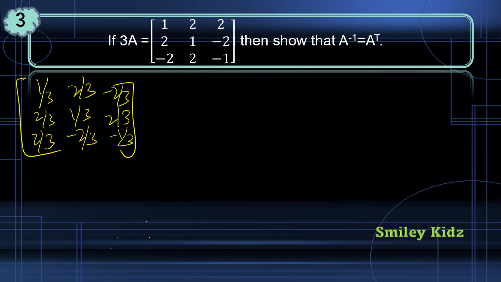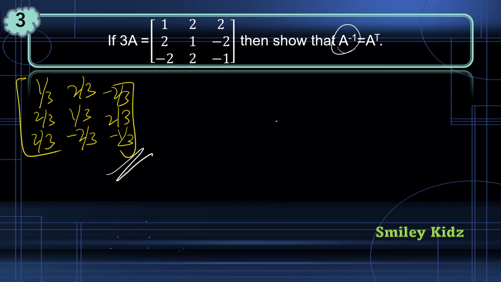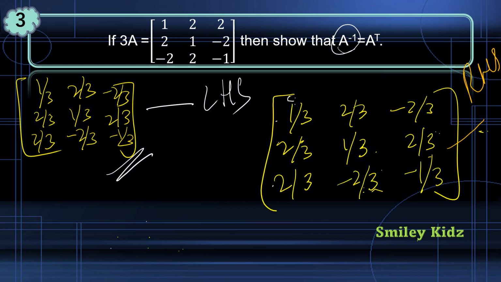Fine. Now finding out the inverse, adjoint by determinant 1. Now it is again the same thing, right? Even if you divide or not divide, it will be the same. Now, what is this right over here? It is the inverse of A, right? Now, this is the inverse of this matrix. And remember that this is our LHS. Now, if you have a look at the RHS, let me bring on the RHS. This was the RHS we have discussed previously. Aren't LHS and RHS equal? Yes. So, that is what we got to prove and hence proved.